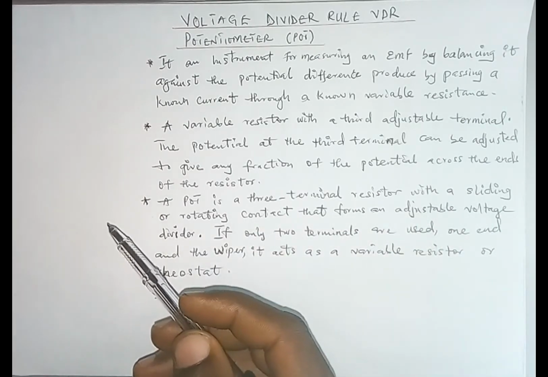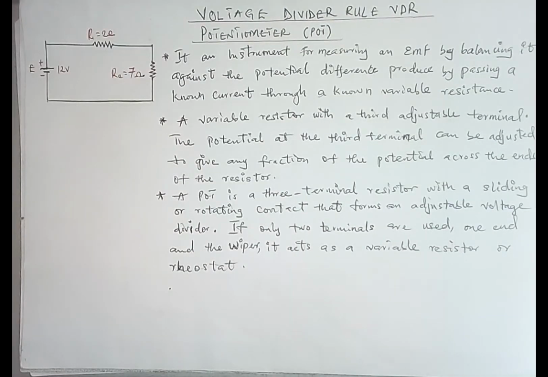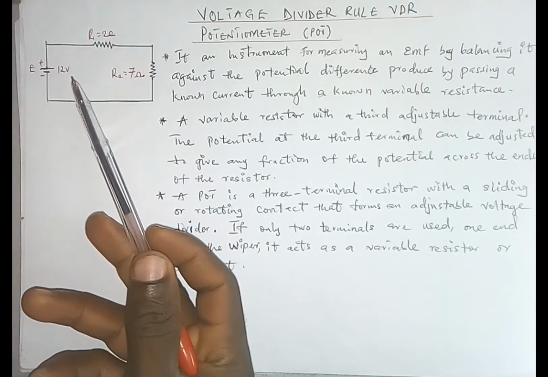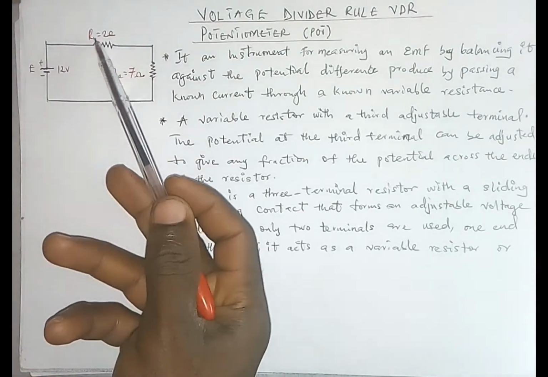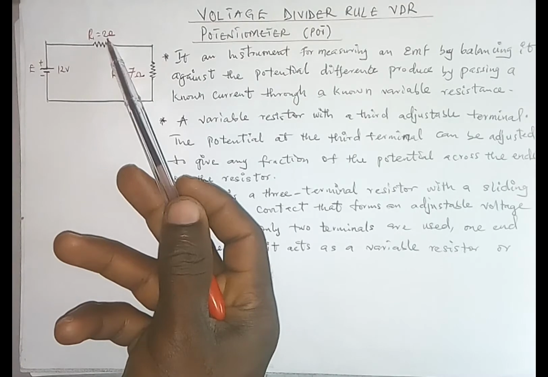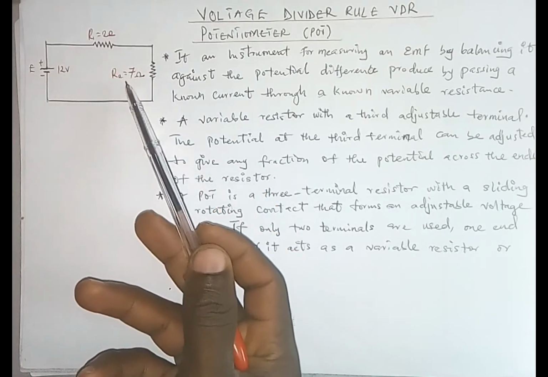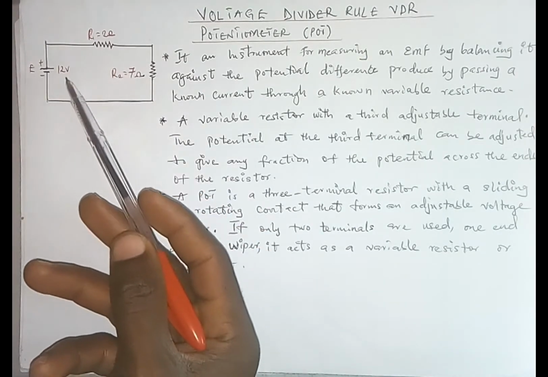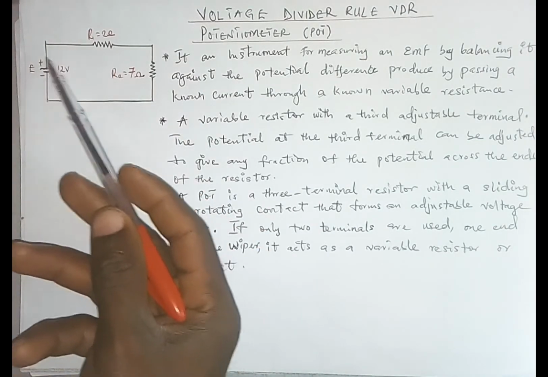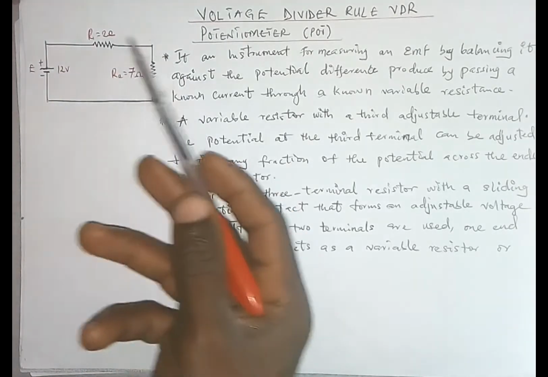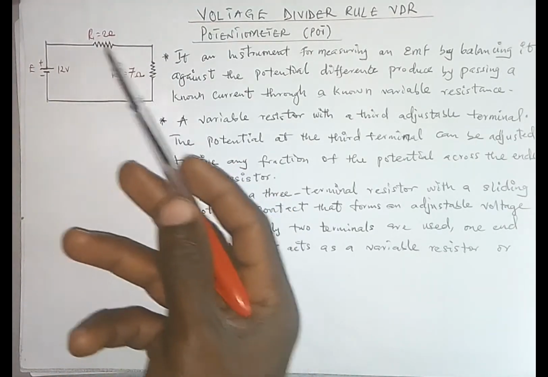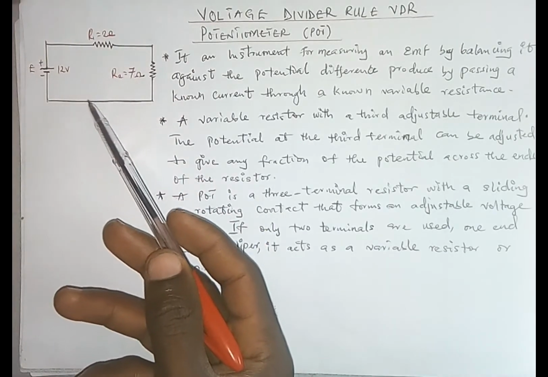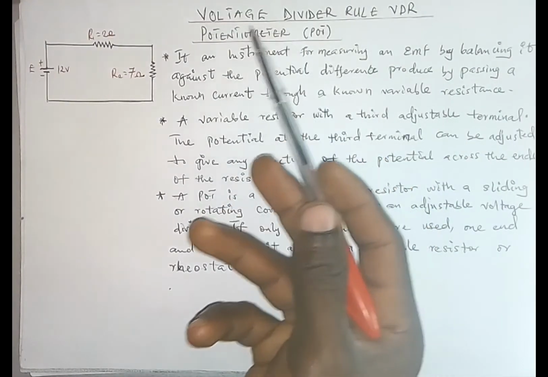So now, what are we talking about here? Let's take for example, let's say we have a particular circuit here. Now in this circuit we have a resistor with a resistance of 2 ohms and another resistor with a resistance of 7 ohms. So we want to divide the voltage from this voltage supply in this circuit between these resistors. So what do we do? We make use of what we call voltage divider rule.